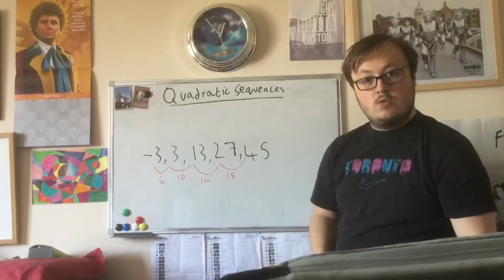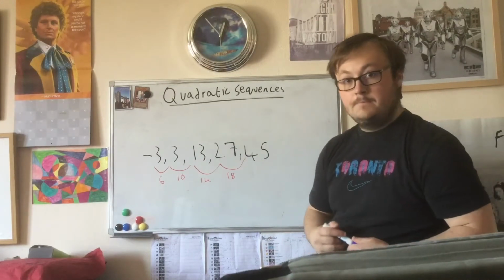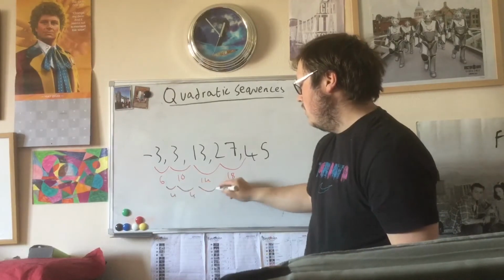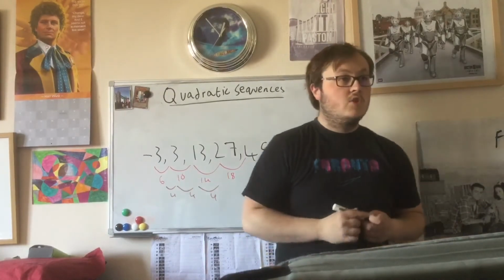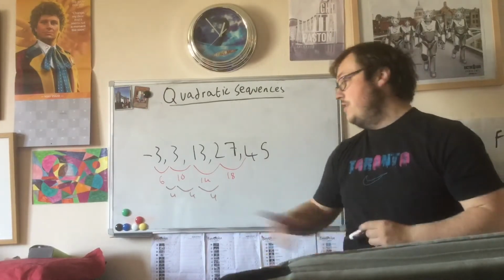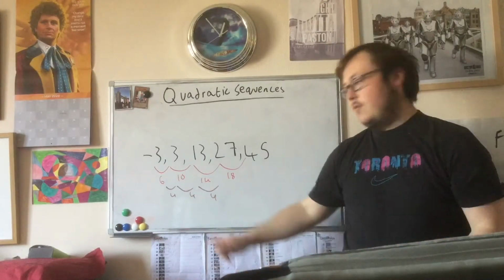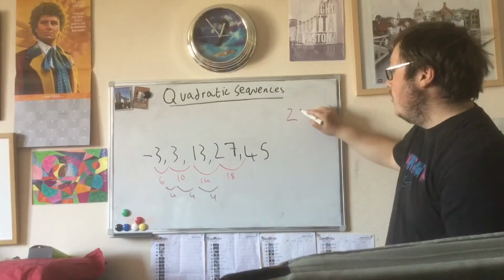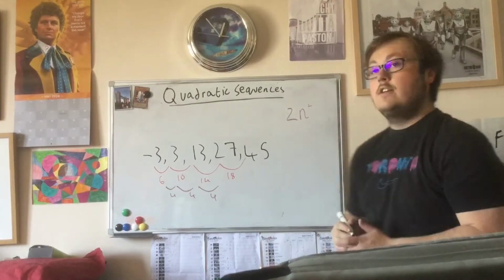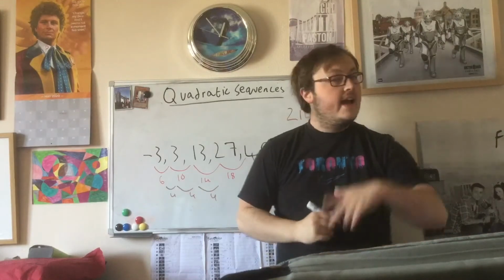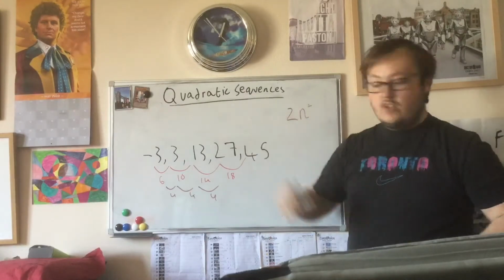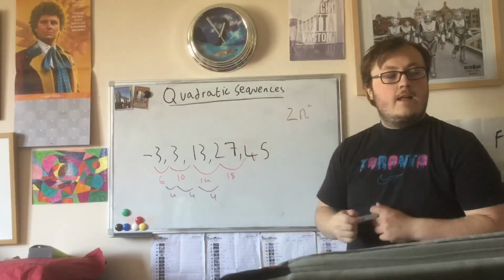Now the difference between those differences are 4, 4, 4. Now what do we do? We halve the difference between those differences. So we halve 4. So the nth term starts with 2n squared. It starts with that. Now I'm going to write that 2n squared across here.